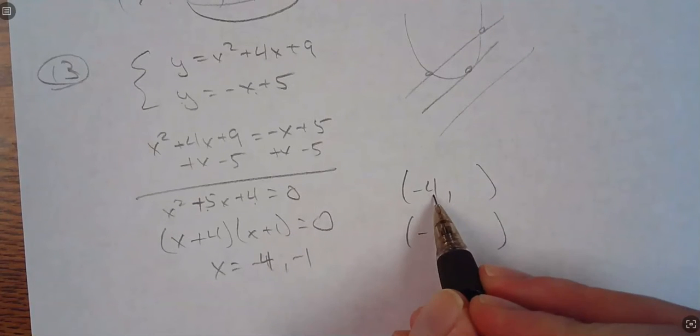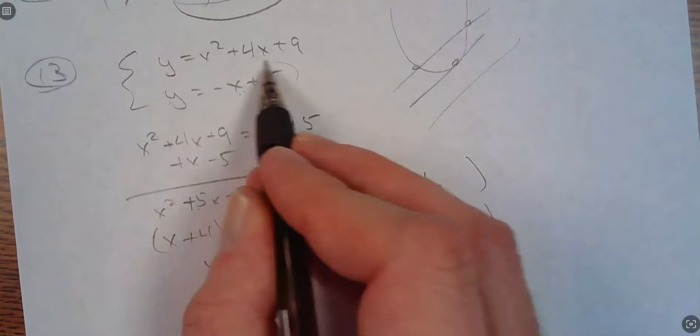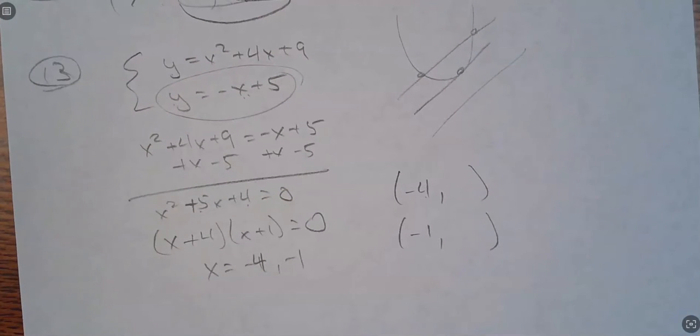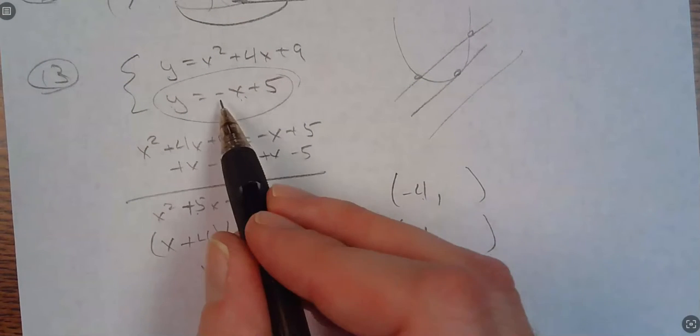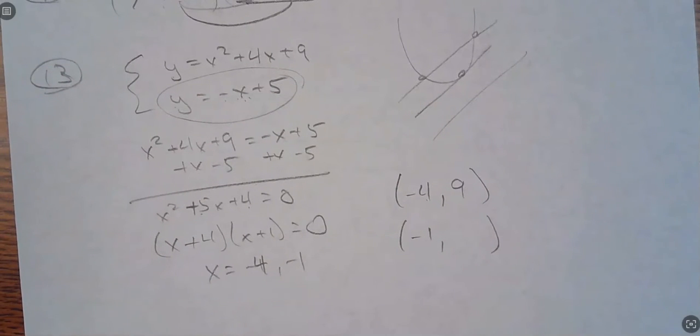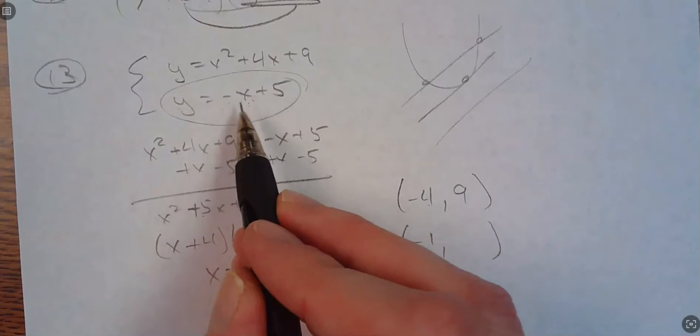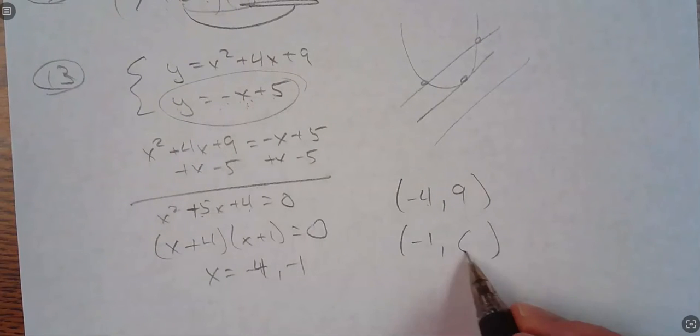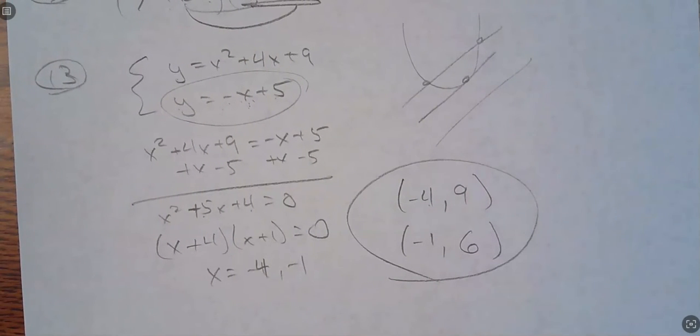So if I plug in negative 4 for x, which I would just use the linear one, you can use either one, but that one looks easier to me. So opposite of negative 4 is 4. 4 plus 5 is 9. Plug in negative 1. The opposite of negative 1 is 1. 1 plus 5 is 6. That'd be your two coordinates then.